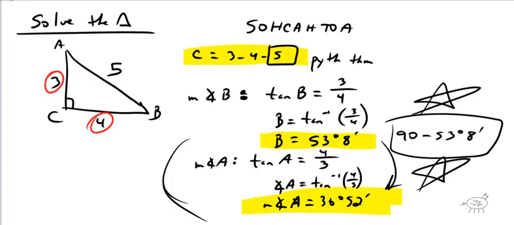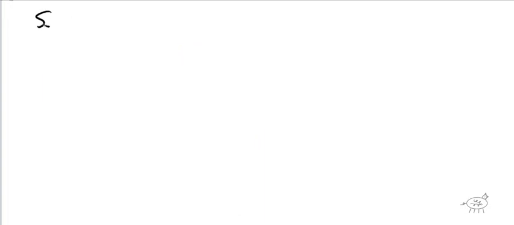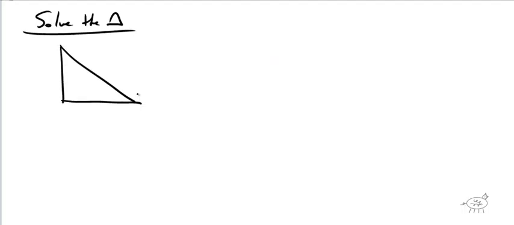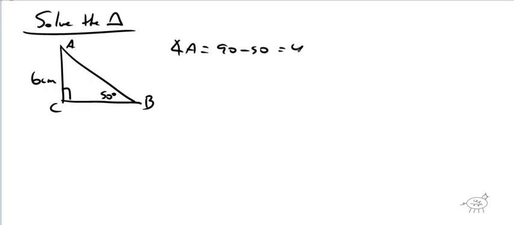Again, this is going to be solve a triangle, and I'll give you some information. This is our A, B, C with a right angle at C. This is 6 centimeters, and this is 50 degrees. How do you find it? The first thing you're going to do is find angle A. That's easy. It's just 90 minus 50, which is 40 degrees. So that's pretty easy.